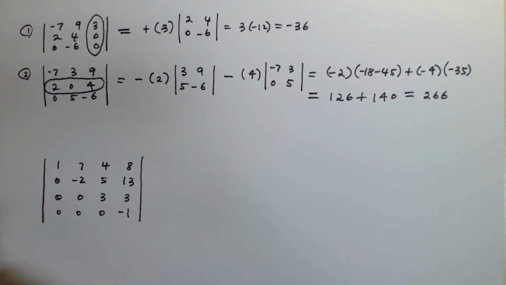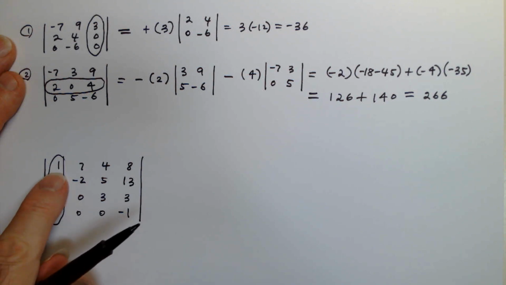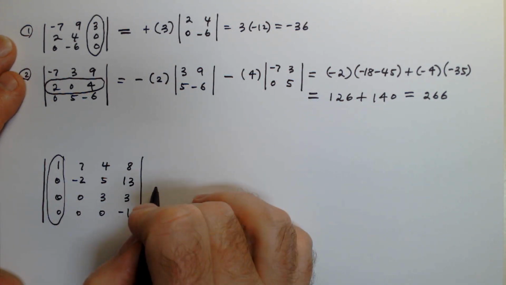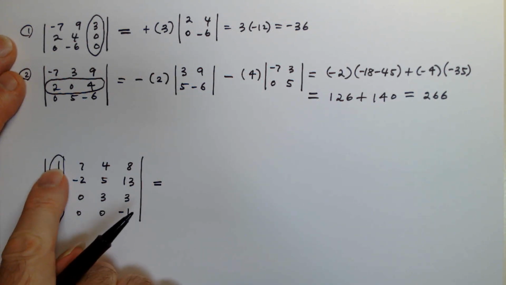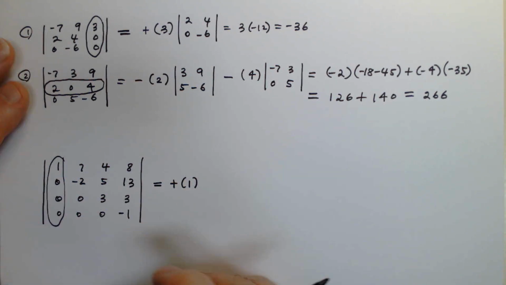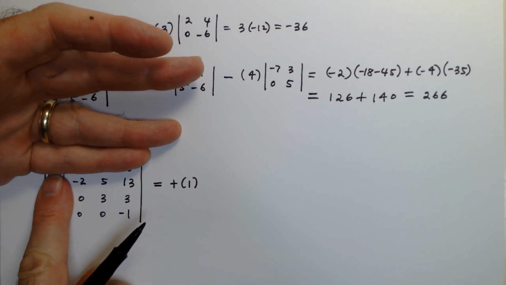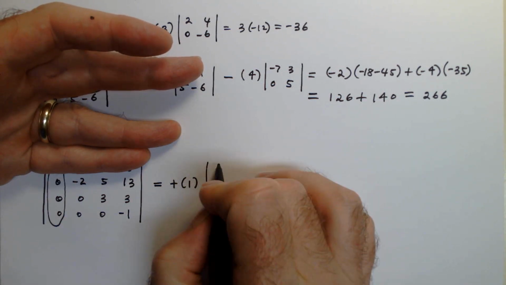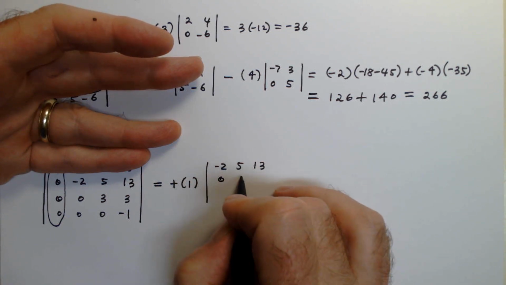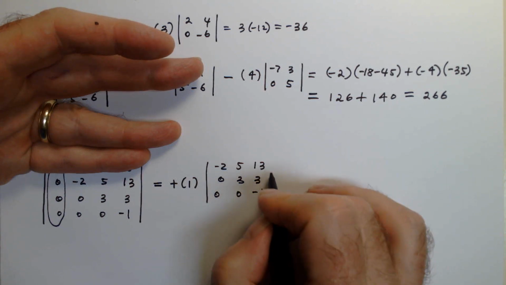we can work out this determinant rather quickly. So let's pick on this first column and notice that there's only one element in this first column that's different from 0. So this is going to quickly boil down to, well, that's a positive position. So I'll have plus 1 times the 3 by 3 submatrix that I get by eliminating that row and that column. So this brings us down to -2, 5, 13, 0, 3, and 3, 0, 0, and -1.